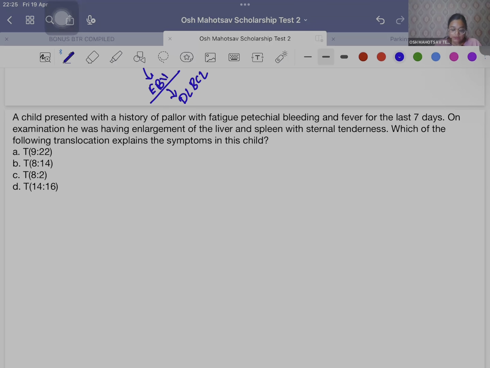Next, a child presents with a history of pallor, fatigue, petechial bleeding, and fever for 7 days. Examination shows enlarged liver and spleen and sternal tenderness. Which of the following translocations explains the child's symptoms? Okay, so this answer will be translocation 8;12 because the diagnosis is Burkitt lymphoma.